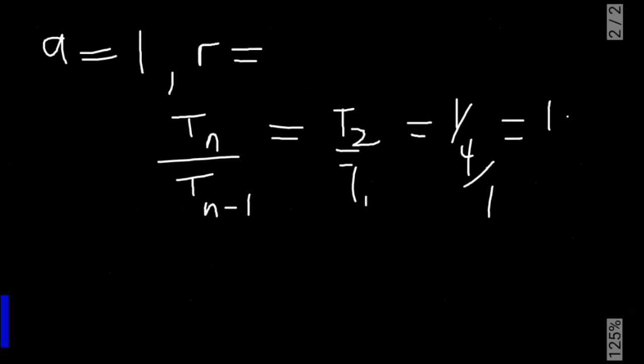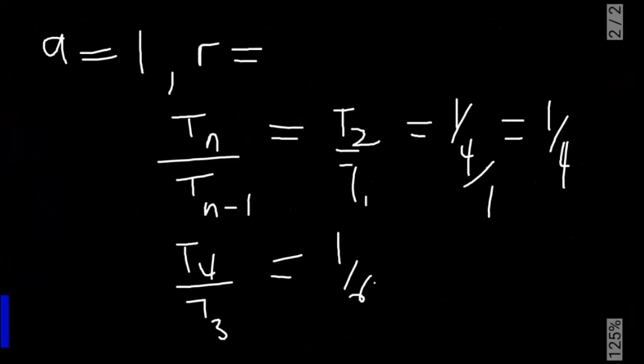Let's try the third term and the second term. The fourth term and the third term. We have 1 over 64 over 1 over 16. This is 1 over 4 also. So our common ratio is 1 over 4.